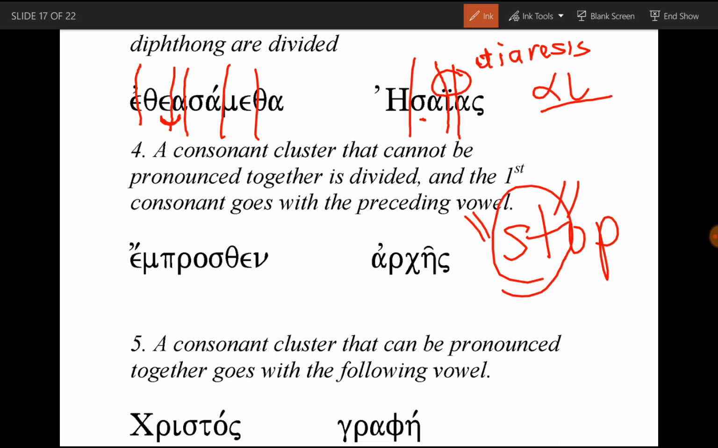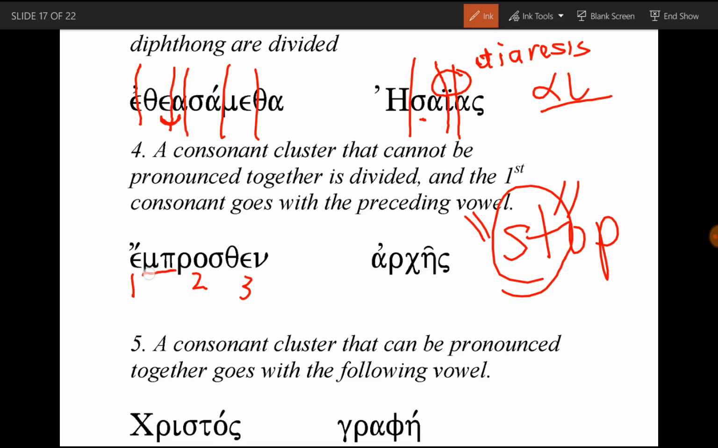But there are combinations of letters that do not allow that. They're not true clusters. They don't blend together to make the same sound. What would be an example of that? Well, let's look at the Greek examples. So here we have, how many vowels are there again? Let's ask. 1, 2, 3. There are 3 vowels. So whatever we have here, it's going to be only 3 syllables.